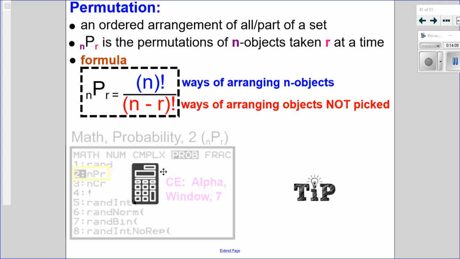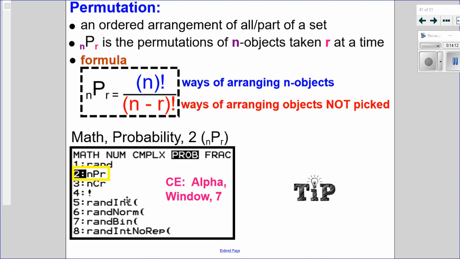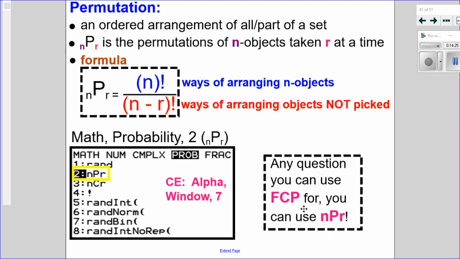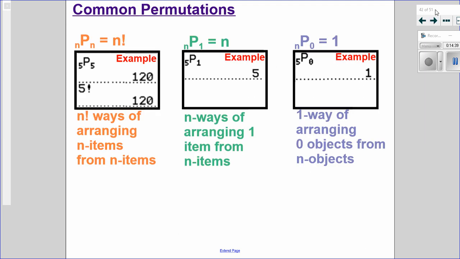There's also a button on your calculator. So just like where you found the factorial, we can go math probability. Option number 2 is our nPr button. If you have a CE calculator, it's alpha window 7. Now, any question you can use fundamental counting principle for, you can use nPr. We're going to get into a question where we're going to do it with fundamental counting principle and with permutations, but I just want to highlight with you a couple of common permutations that you won't necessarily have to plug into your calculator.